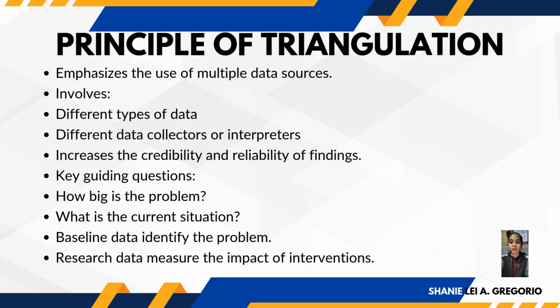Next, the principle of triangulation. This stresses the importance of using multiple data sources in action research. By combining different types of data and involving different people in interpretation, the findings become more credible and reliable. Baseline data helps identify the problem, while research data measure the effectiveness of the intervention.